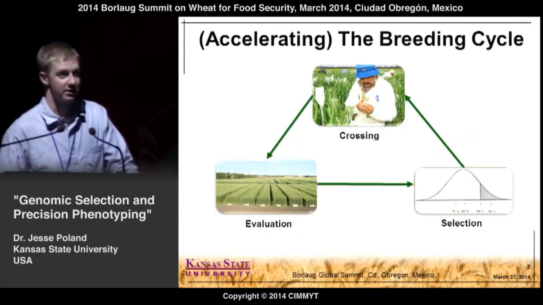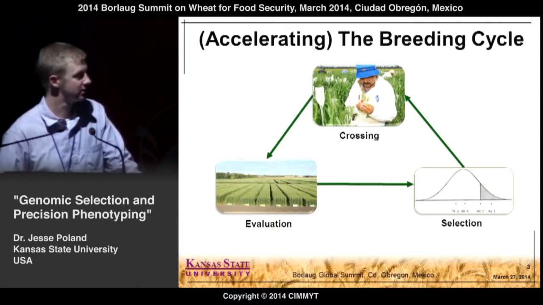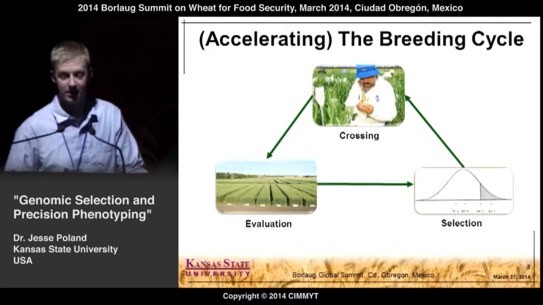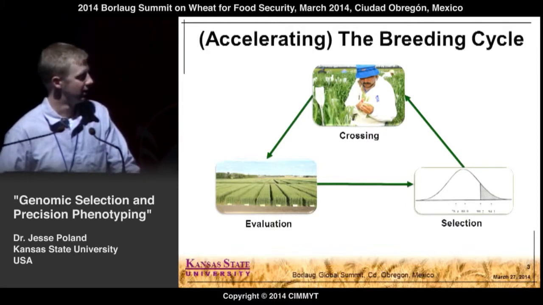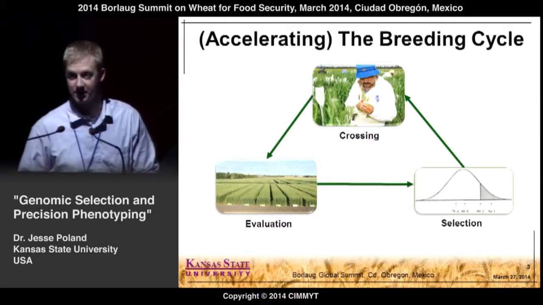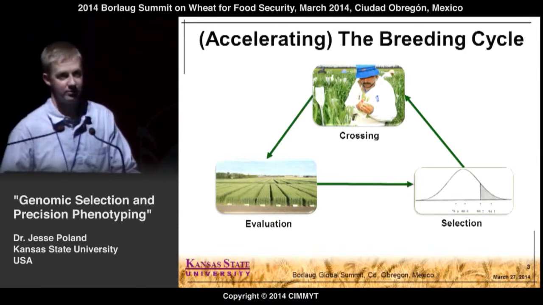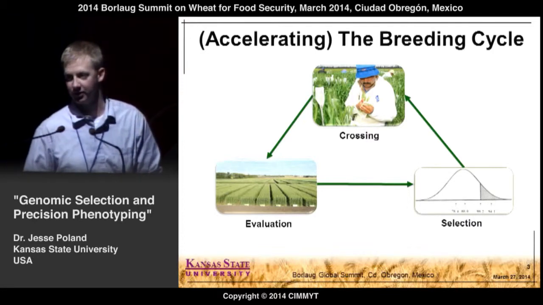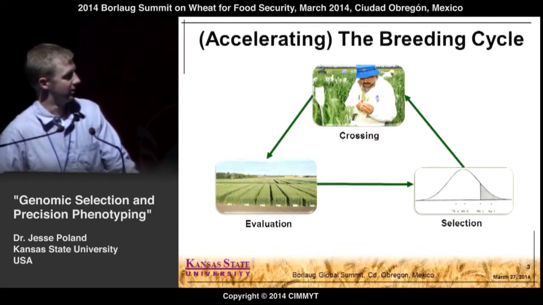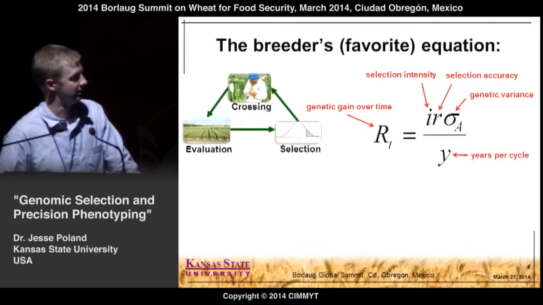We put this in the context of a breeding cycle. This is an iterative process of crossing, making new genetic variation, moving through a long, laborious evaluation process, selecting the best, and then returning those as parents for the next cycle. We define the rate of genetic gain as how long it takes to go through this cycle and how much better off you are after going through the cycle. When we put that into a formula, you look at the components that make up the rate of genetic gain. We define this as genetic gain over time.